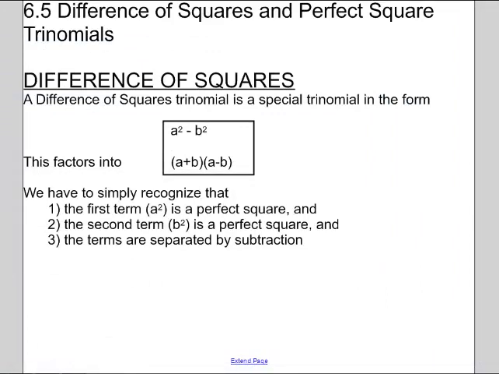And we'll talk about difference of squares and perfect square trinomials. Difference of squares is going to go on today. So we're going to talk about difference of squares in this video.